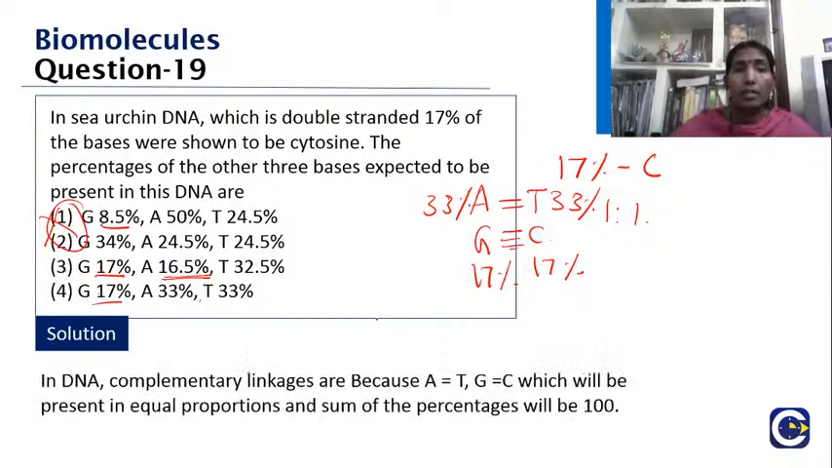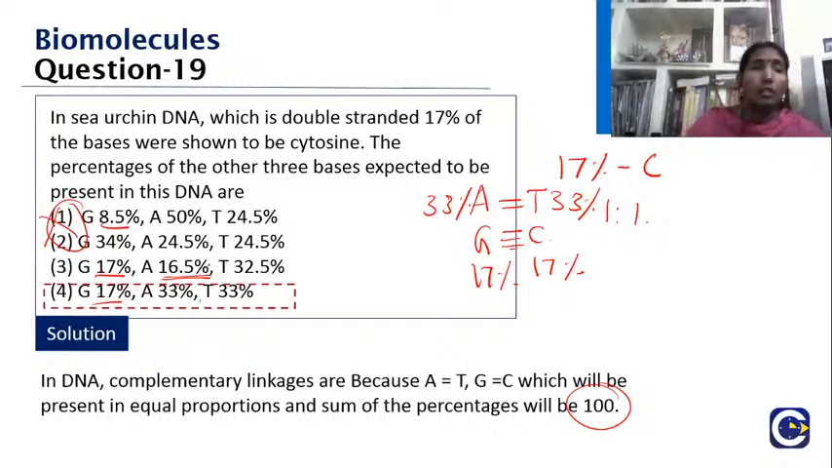So in DNA the complementary linkages are always A to T and G to C. So when you take equal proportions and take the sum of all these percentages, it will be equal to 100. So that is the concept that we have to apply here. So what should be your answer? In sea urchin it is 17% guanine, 33% adenine and 33% thymine. So this should be your answer.